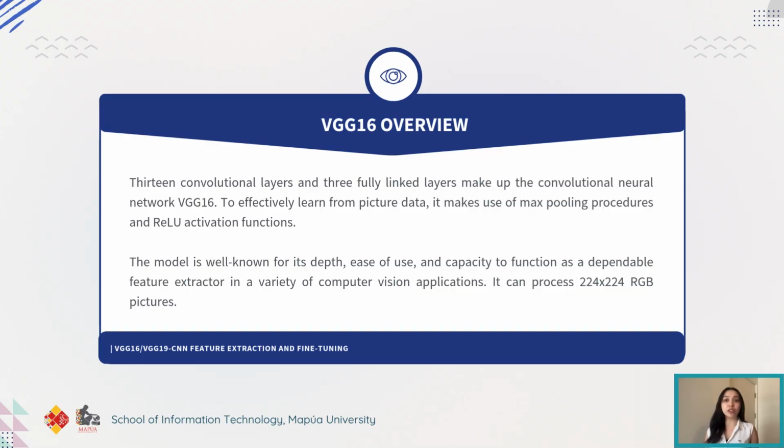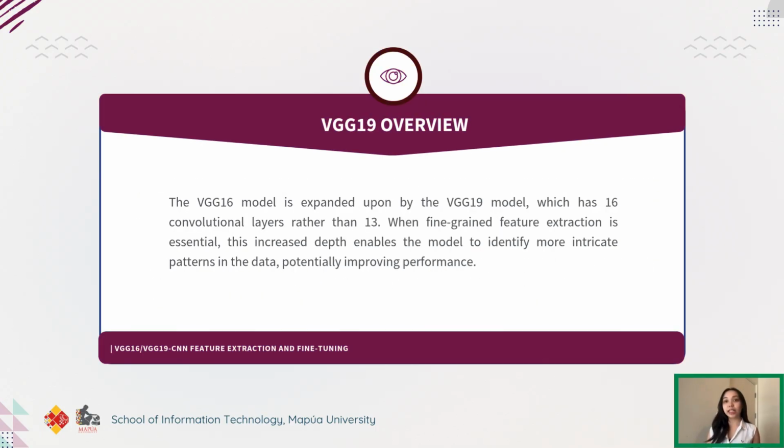Despite its depth, VGG16 maintains a uniform structure, which makes it easier to understand and modify for custom tasks, especially in transfer learning scenarios. VGG19 is an extension of the VGG16 architecture, incorporating a total of 16 convolutional layers instead of 13. These additional layers allow the model to learn more complex patterns and refine its feature representations, which can lead to improved accuracy, especially on datasets with subtle distinctions.